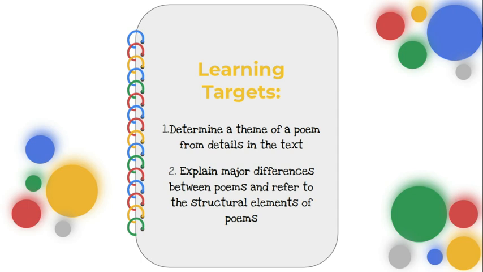Our learning targets this week are to determine a theme of a poem using details from the text. Also, at the end of this lesson, you should be able to explain differences between poems, as well as refer to the structural elements of a poem.